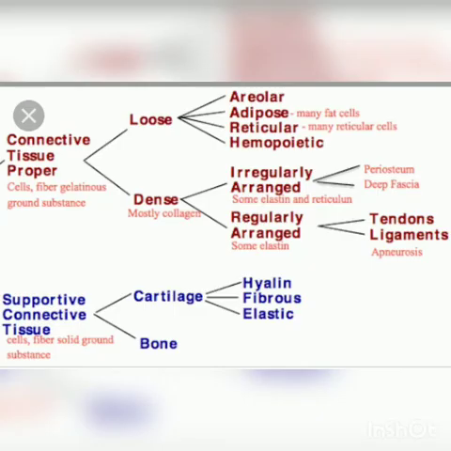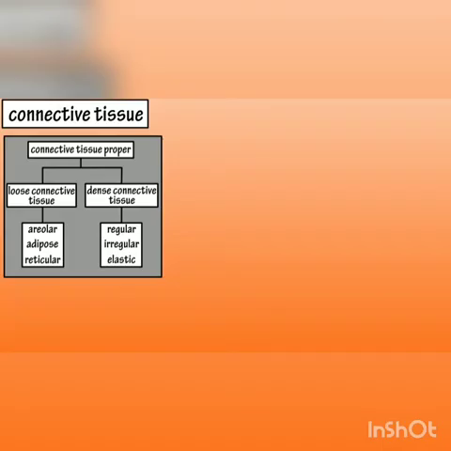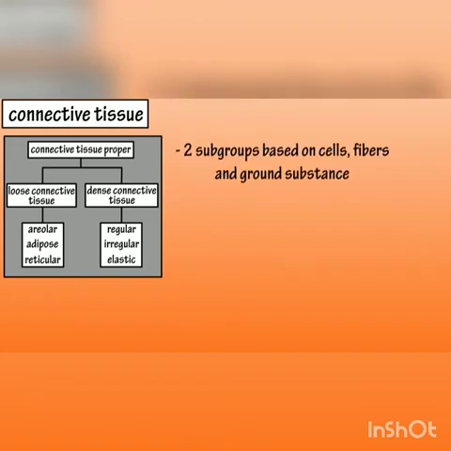If you see the classification of this connective tissue, it is divided into three: loose connective tissue, dense connective tissue and specialized connective tissue. We will see one by one. Loose connective tissue. In this tissue, the cells and fibers are loosely arranged in a semi-fluid ground substance.